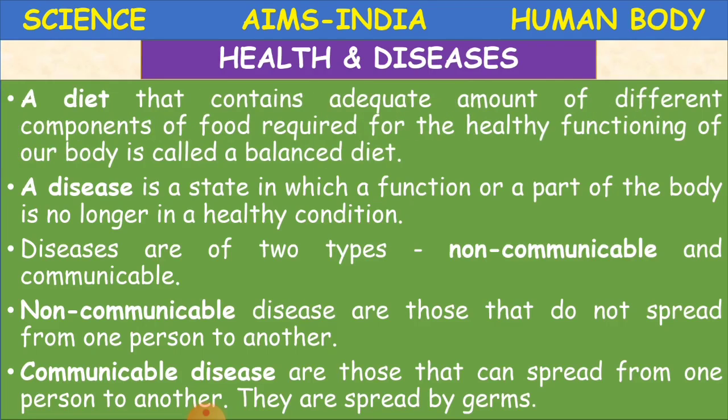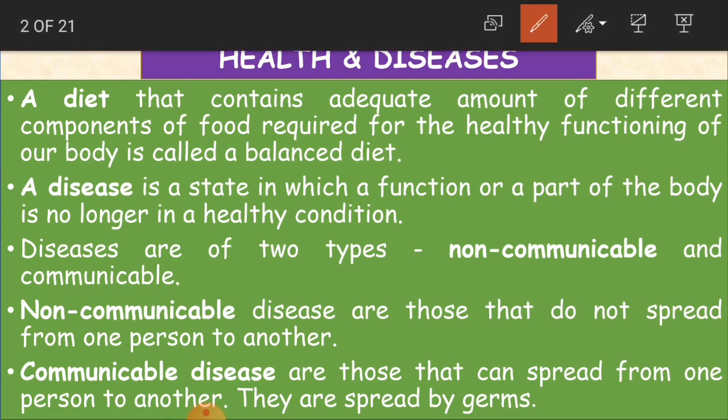So a diet that contains adequate amount of different components of food required for the healthy functioning of our body is called a balanced diet. So as we said, we need an adequate amount of different components of food, like carbohydrates, proteins, minerals, fats, fibers and all that. Different components of food are required for the proper functioning of our body. That is called a balanced diet.